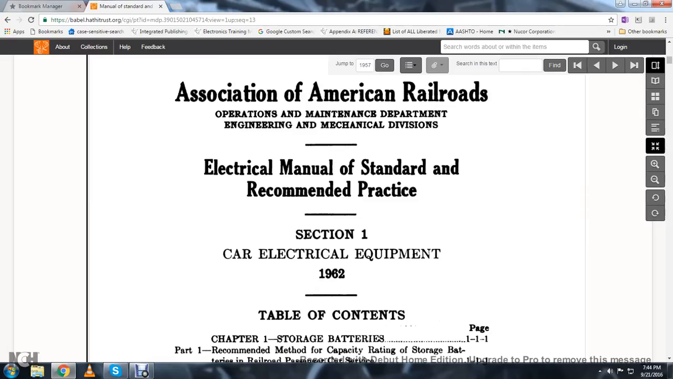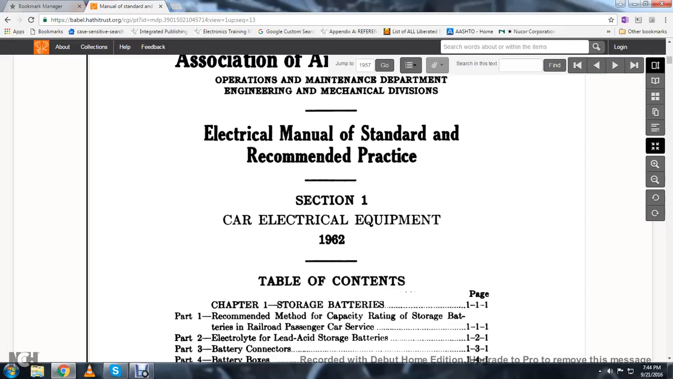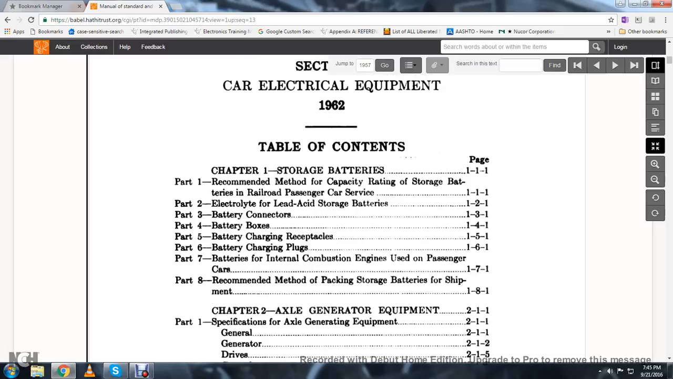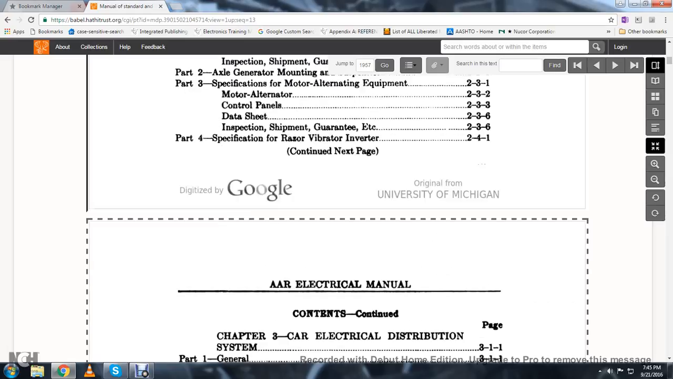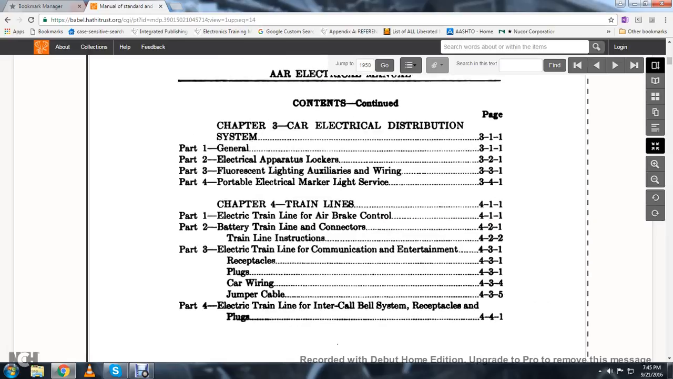Association of American Railroads, Operation and Maintenance Department, Engineering, Mechanical, Electrical Manual, Standards and Recommended Practices, Section 1, Car Electrical Equipment. Chapter 1, Storage Batteries. Chapter 2, Axle Generator Equipment. Chapter 3, Car Electrical Distribution.